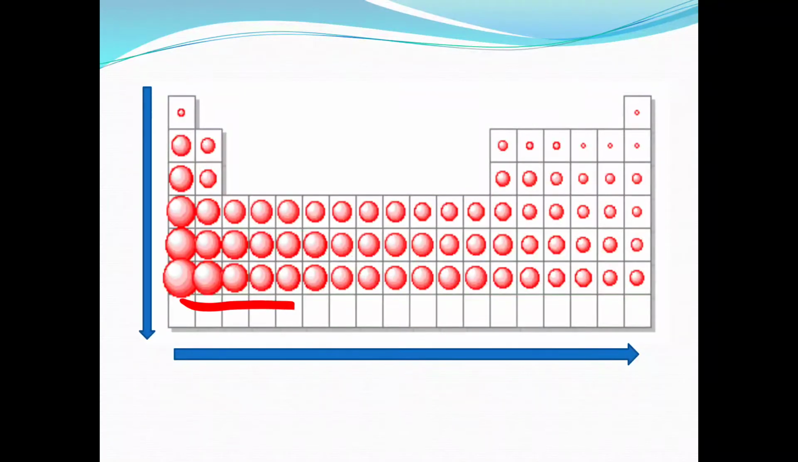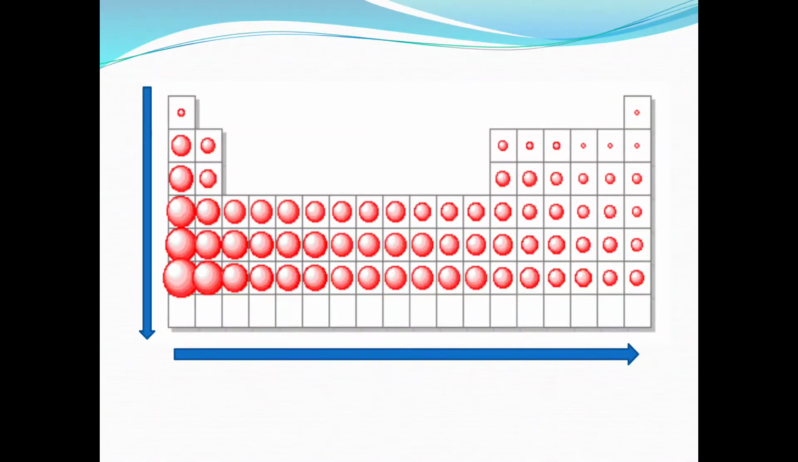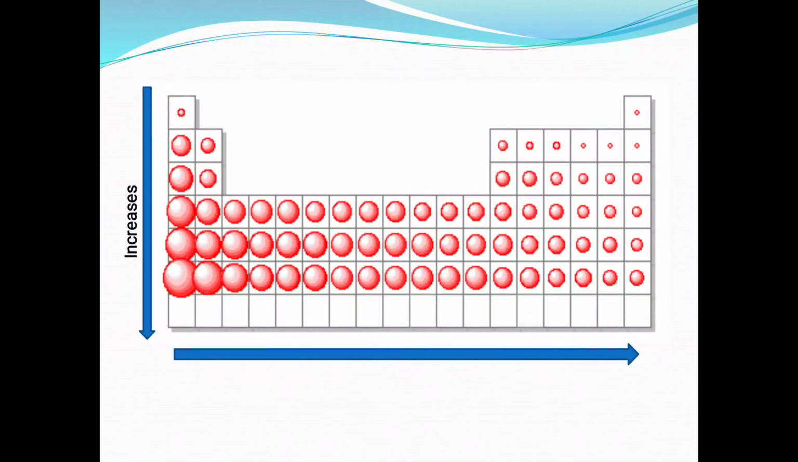If you move across the period, you will find the size of the first element is more, and the size reduces as you go more and more to the right side. So the size increases as you go down in the group. As you move from left to right in the periodic table, the size of the atom decreases. Okay, this was all about the atomic size of the element across the period and along the group.